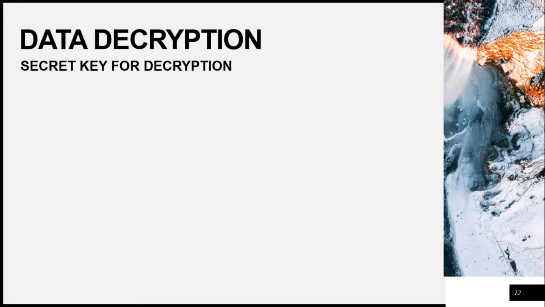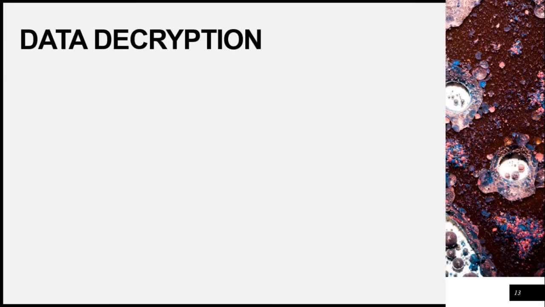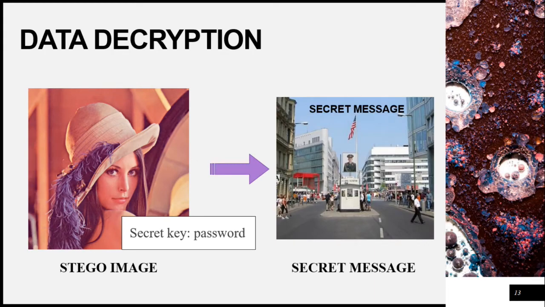The same goes for data decryption. By entering the same secret key used during data encryption, the same random number will be produced as the indicator for the program to decrypt all the hidden information inside the stego image. The same secret key will also be generated for the AES decryption. In the decryption process, input the stego image with the correct secret key. The secret message will be extracted.